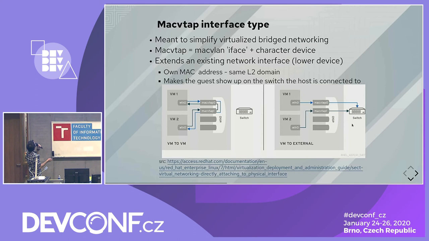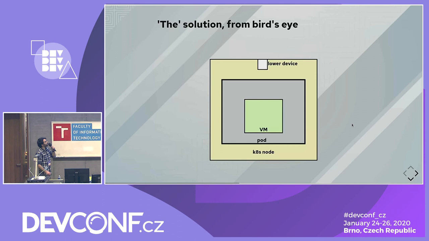So what do we want to do with Mac VTAP interfaces on the problem that we have here? What we want to do basically is create the Mac VTAP interface in the host on top of the lower device, whatever physical interface you have available in the host. And then we want to move that interface into the pod in a way that it can be used by whatever virtualization technology you have inside the pod, in this case of KubeVirt by libvirt. So we want to do that, as Miguel said before, without requiring any extra privilege escalation for that pod.